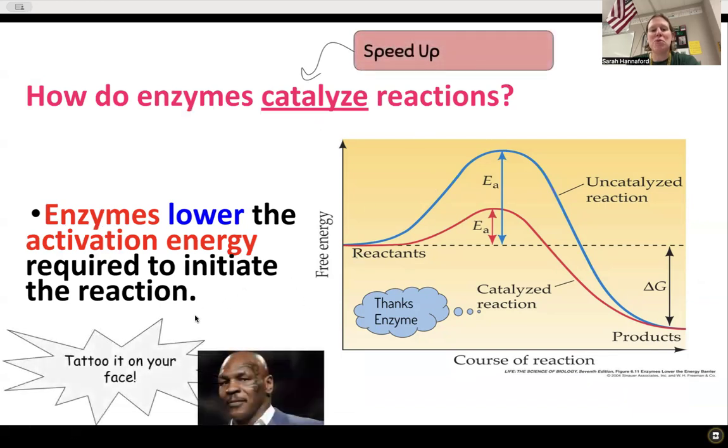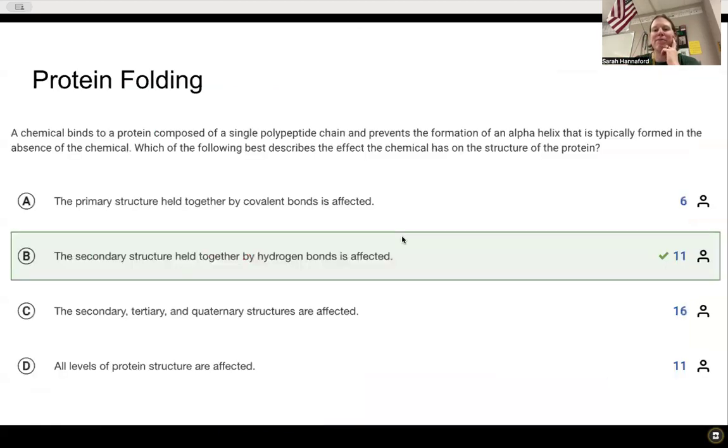And this was a slide that you would have seen had I been there for this unit, that you need to tattoo this on your face: the activation energy for a chemical reaction to occur, remember, to break those bonds requires energy. And what an enzyme does is it moves the substrates so that they're in the correct orientation so that it can then have the reaction occur. So thanks, enzyme.